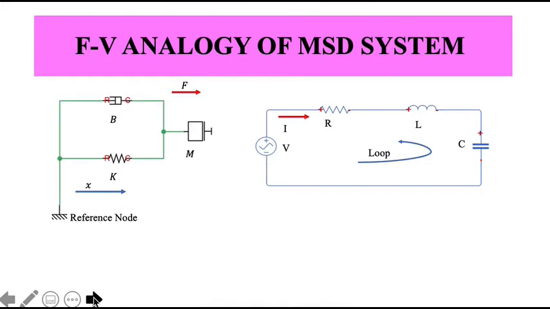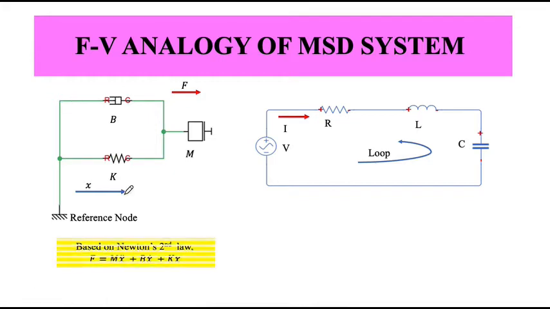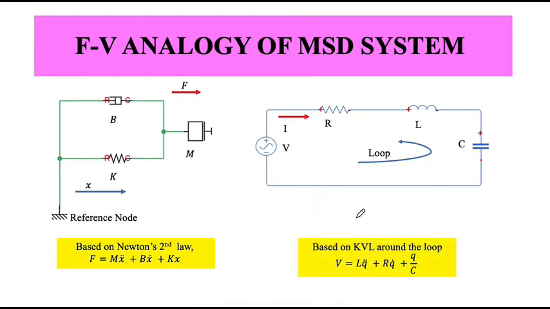Okay, so let us see. I have the equation of this system, and let's see how the equations on the right hand side look. Based on KVL, we derived earlier that L times the double differentiation of charge, plus R times the single differentiation of charge, plus Q by C is the voltage that is applied. Now this looks very similar, right?